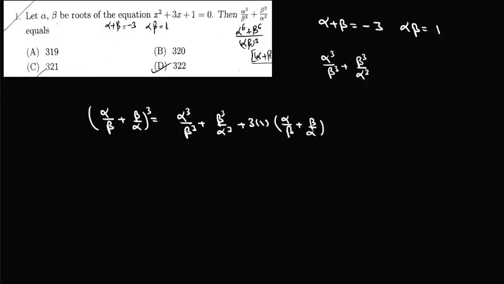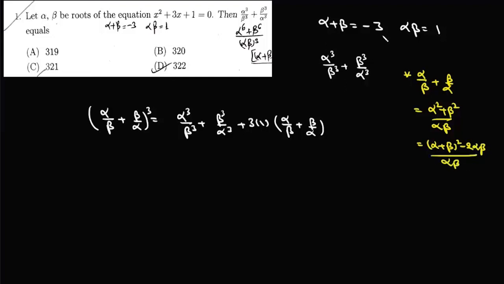So what we'll do is, we'll rather find alpha upon beta plus beta upon alpha whole cube, and that'll be alpha cube upon beta cube plus beta cube upon alpha cube plus 3 alpha beta, and that'll be 1 into alpha plus beta, which is alpha upon beta plus beta upon alpha. So in order to solve this, we need to find alpha upon beta plus beta upon alpha, and that'll be alpha square plus beta square upon alpha beta, which actually is alpha plus beta whole square minus 2 alpha beta upon alpha beta.